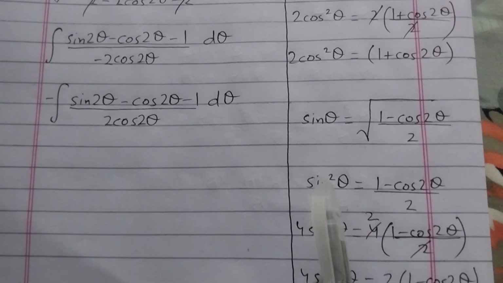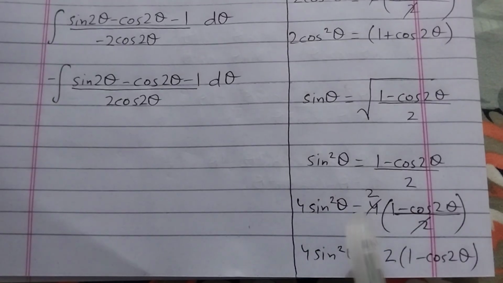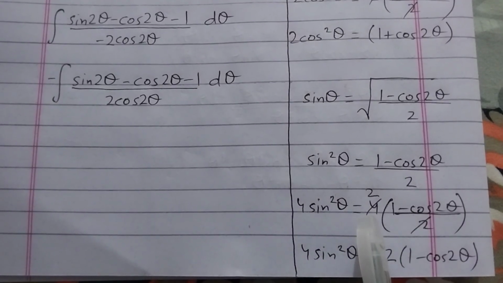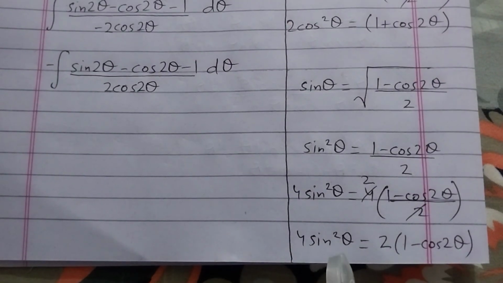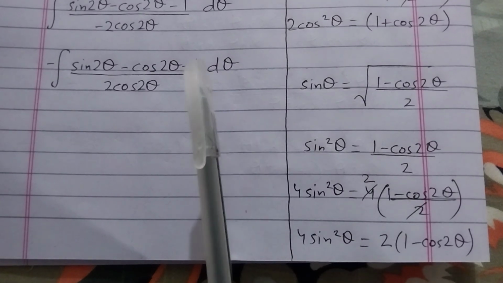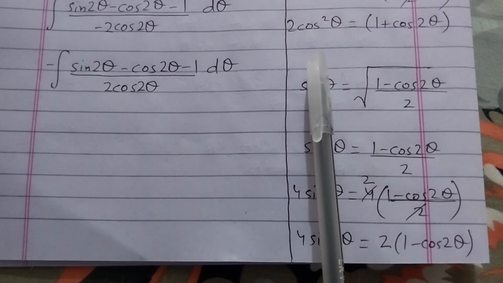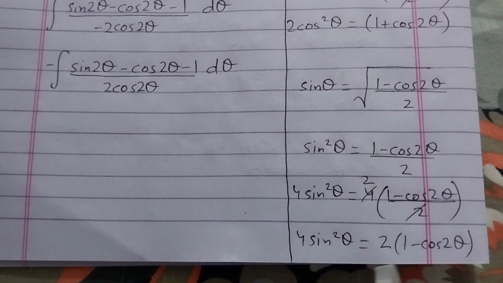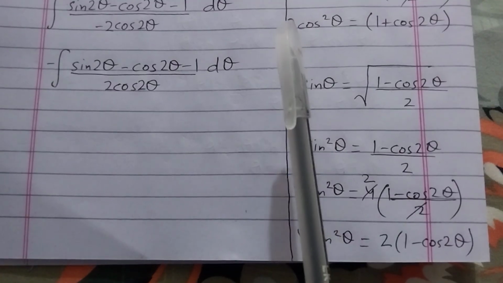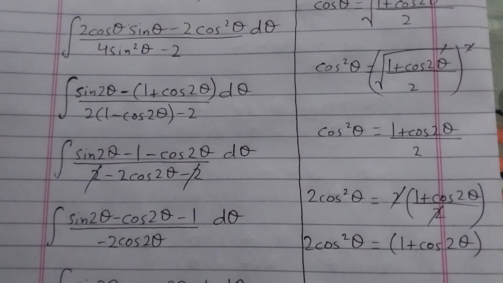and we are interested in 4 sin square theta, so we'll multiply both sides by 4. So we get 4 sin square theta equal to 4 times (1 minus cos 2 theta) over 2, and this becomes 4 sin square theta equal to 2 times (1 minus cos 2 theta). So we now have both values, the required ones. 2 cos square theta is equal to 1 plus cos 2 theta, and 4 sin square theta equal to 2 times (1 minus cos 2 theta). We'll plug in both of these values to see what happens.